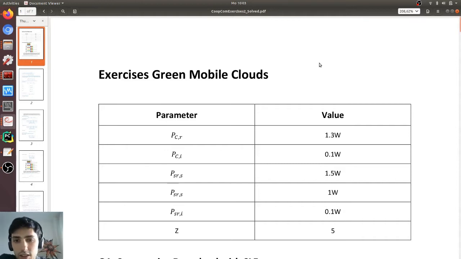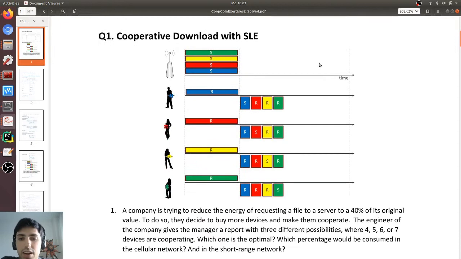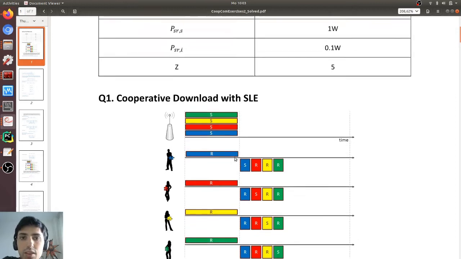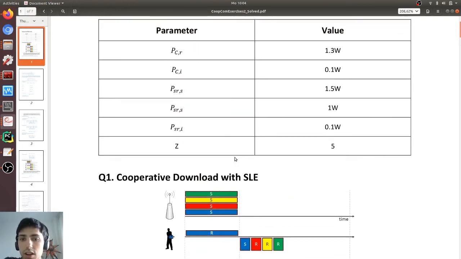Okay, so if we remember just slightly, we have this cooperative download. We have one server and a different number of clients. The server is sending to these clients, which are receiving over the cellular communication, and then we have some kind of short range communication, where in a time slotted channel one sends and the rest are receiving. This is how the cooperative download works, and then we have several parameters that we are going to use.